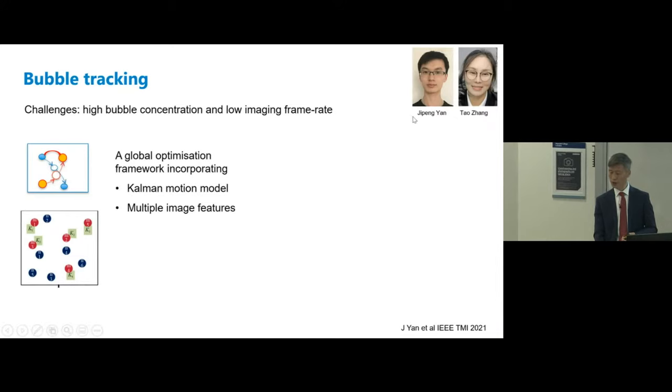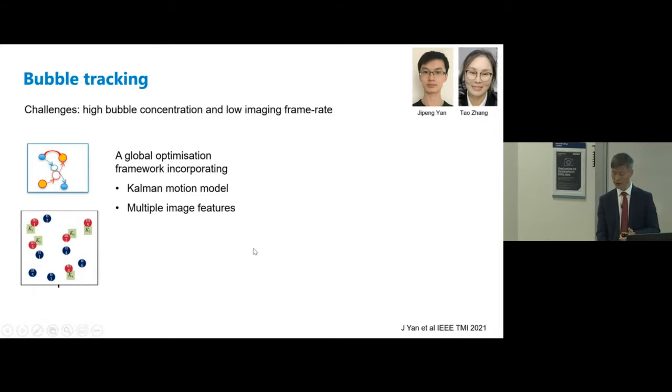So Ji Peng actually worked with our collaborator in Zhejiang University. He has developed a global optimization framework that incorporates the so-called Kalman motion model. It's really simple. It says, if you already have a pair, you can use this model to predict the likely position where this bubble will go in the next frame. That can help us do the tracking, right? And also, there are multiple image features he's incorporated. Like, if the bubble looks like this in this frame, it probably won't change too much in the next frame.